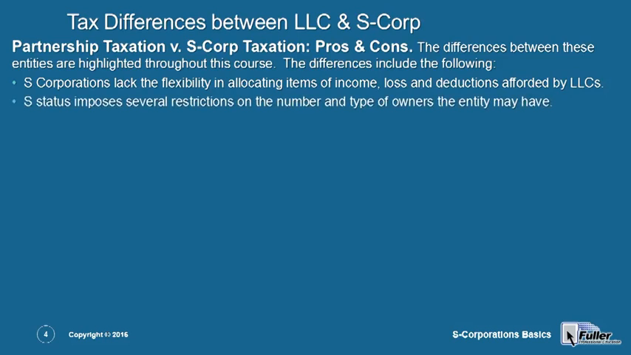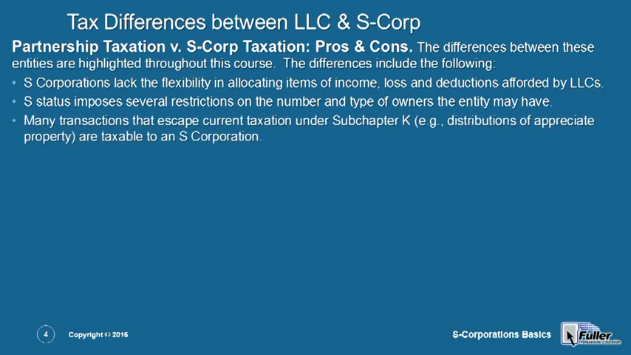S status imposes several restrictions on the number and type of owners the entity may have. We'll go a lot more into depth on that. But LLCs really have no restrictions on the types of owners. And so I say LLCs, but really what I'm talking about is tax partnerships, because LLCs tend to be the favored form of tax partnerships. But a tax partnership doesn't have any restrictions on the type of owners. They can have any type of owner, really, and that will be fine. S corporations have limitations on who can hold S corporation stock.